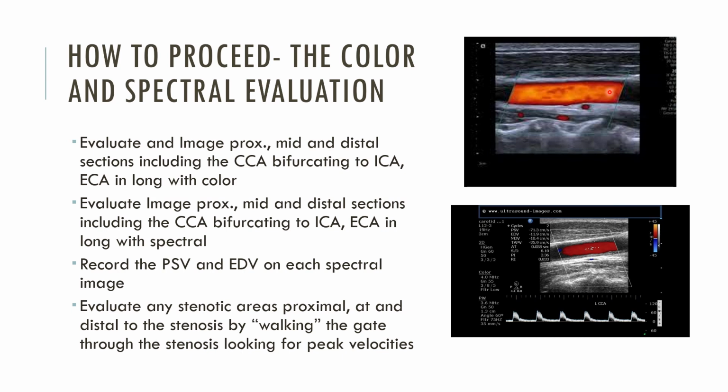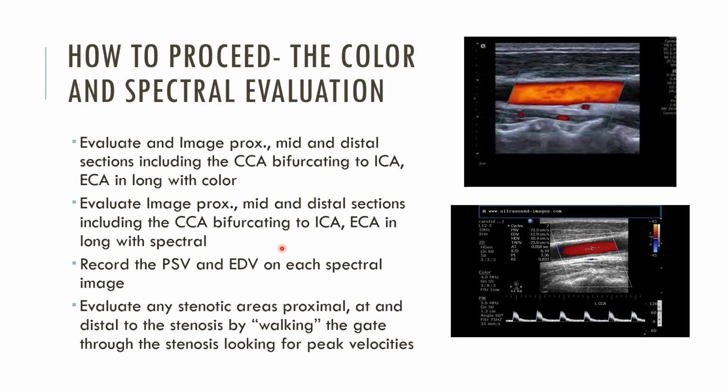Now, once you have all of your settings done appropriately, you're going to evaluate and image the proximal, mid, and distal sections of the CCA, the bulb, and the bifurcation of the ICA and ECA in long with color. Now, some sites may request that you do this in transverse with color, but most sites I'm familiar with are really just requiring it in long with color.